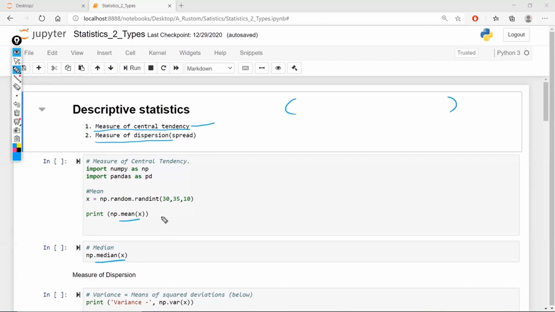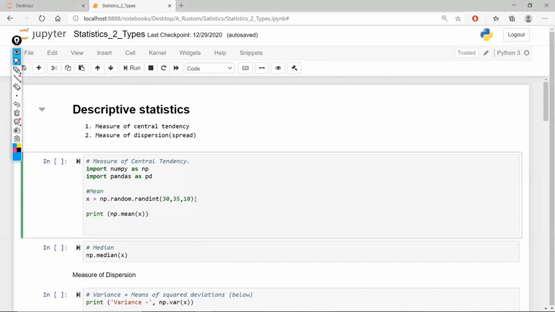It's just a name given. How we can measure the data tendency, that kind of thing we can measure with the help of mean and median that we have discussed in detail in the earlier video. So fine, let's execute that. It's just like how we have done.